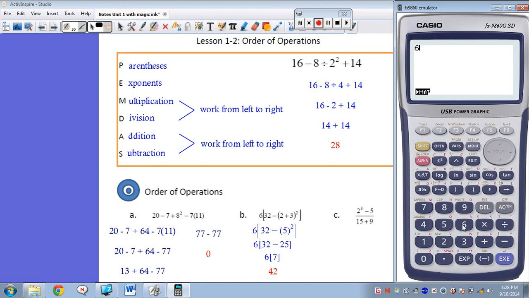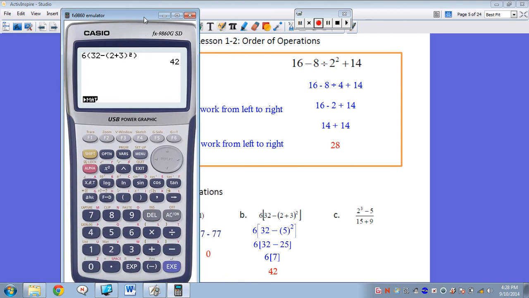You can't do brackets in the calculator, you just do sets of parentheses. So I'm going to put 6, parenthesis, 32 minus another parenthesis, 2 plus 3, close it, square it, so you've got to hit the squared button, and then close another parenthesis. If you look up here, I have 2 parentheses facing towards the right, then I should have 2 parentheses facing towards the left. You should have the same amount going one way as you do the other. If I hit enter, I get the same answer as 42.